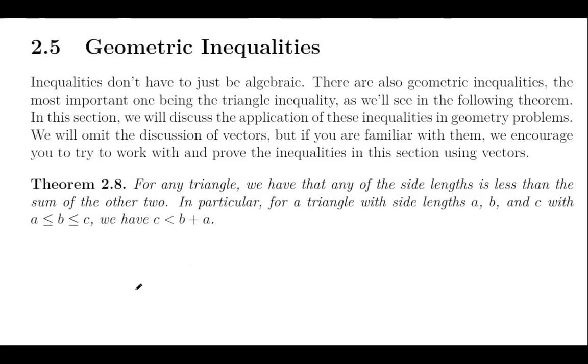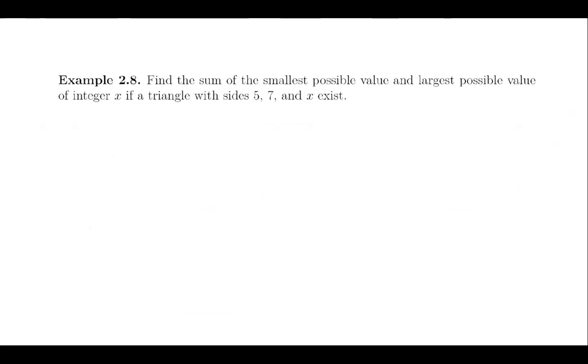And this makes sense because if you have a side that's longer than the other two, then you can't make a triangle because the side lengths don't match up. And we can prove this using, actually, we won't go over the proof in this meeting just for the sake of time. Let's take a look at this example.